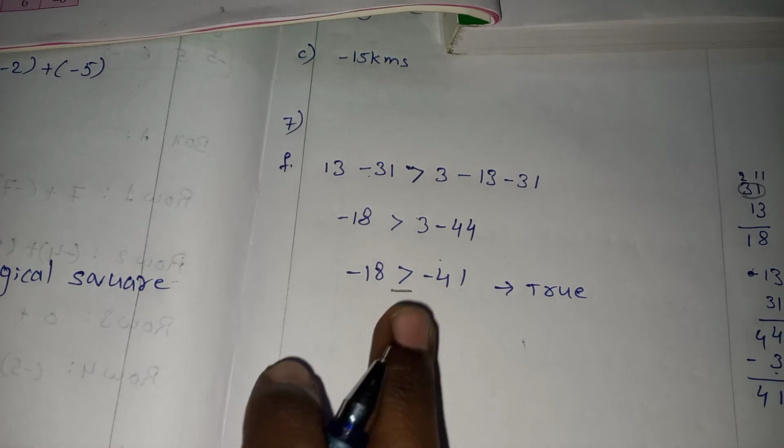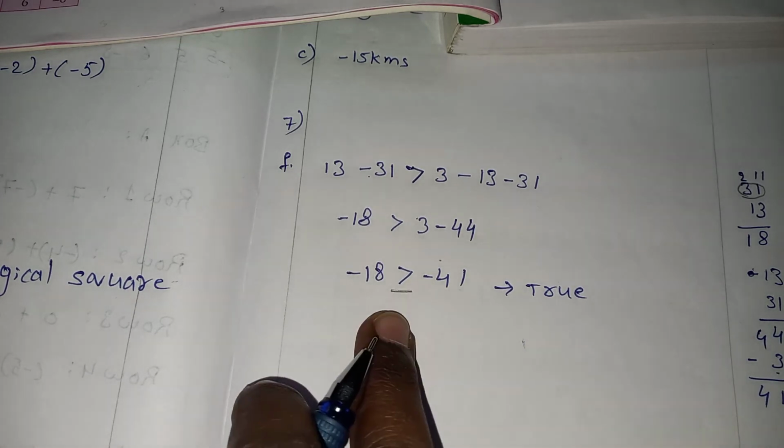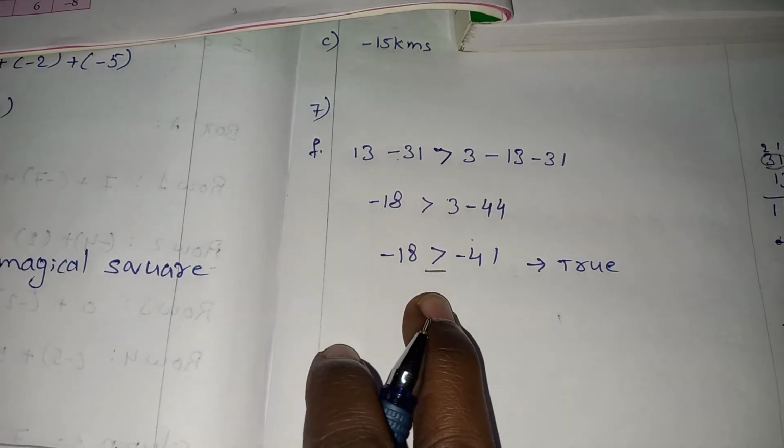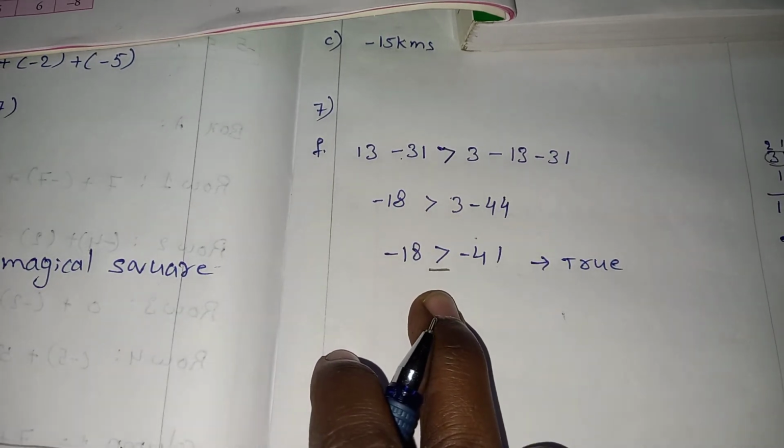Okay, you have to calculate like this and mention all the answers. A, B, C, D, E, you have to do. I just explained only one sum.